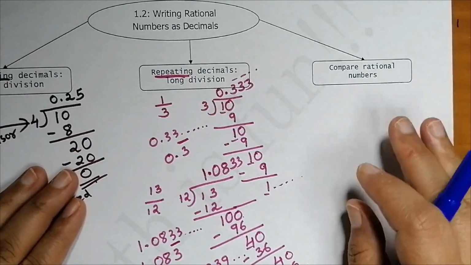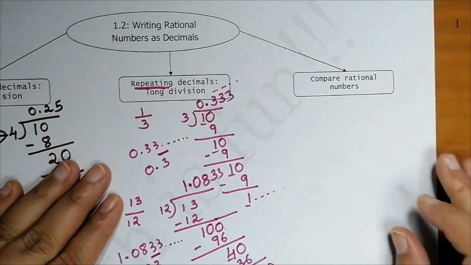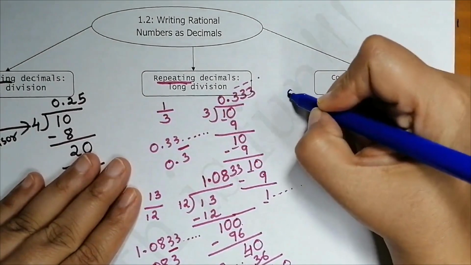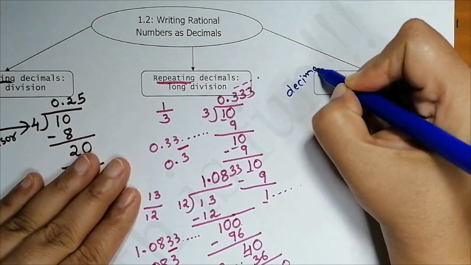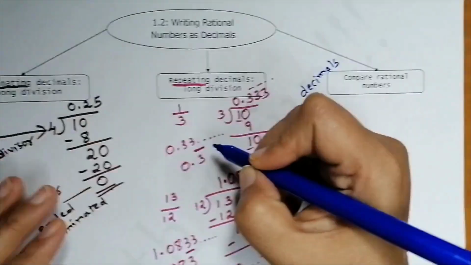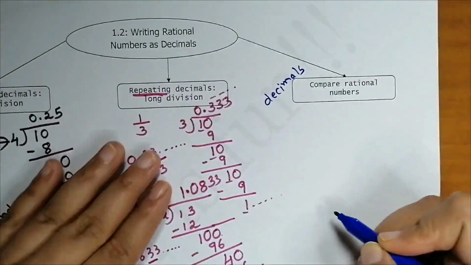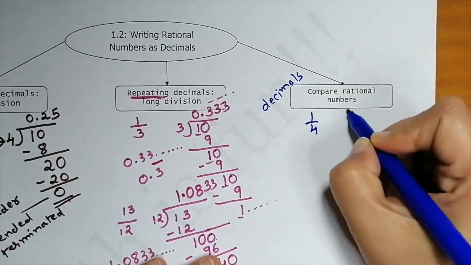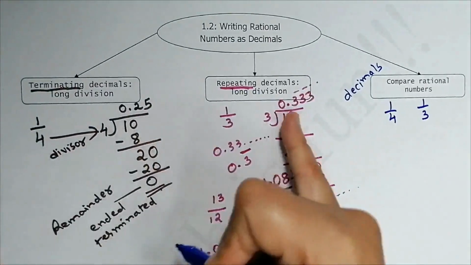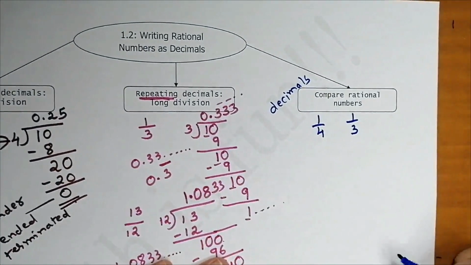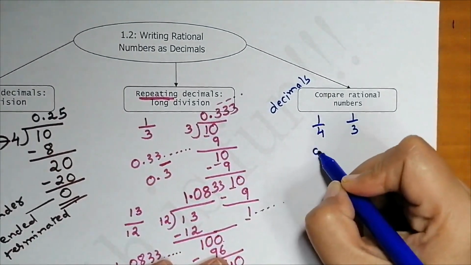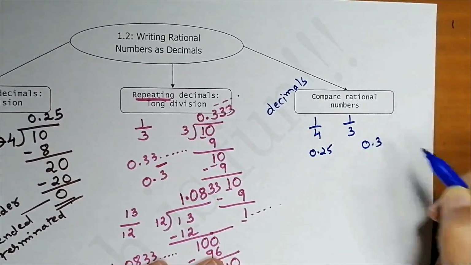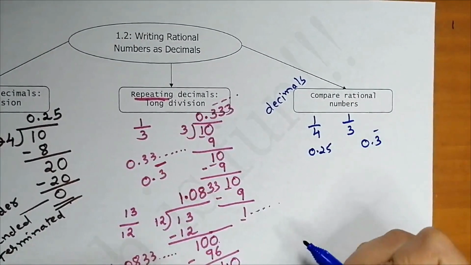Okay, now let's go to this next part. Compare rational numbers. So the first and foremost thing you need to do is convert them into decimals. And then this is the process, okay? And then you compare them. So let's take an example: 1 over 4 and 1 over 3. We take from here because we have already done the division, okay? So we know 1 over 4 is 0.25 and 1 over 3 is 0.3 with a bar, right?